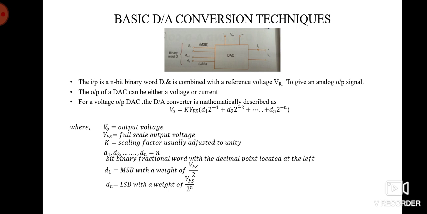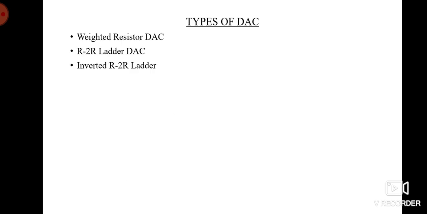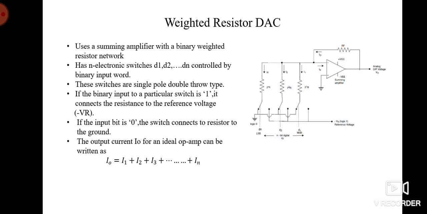with a decimal point located at the left. D1 is the MSB with a weight of VFS divided by 2, and Dn is the LSB with a weight of VFS divided by 2^n. Here you can see the types of DAC: weighted resistor DAC, R-2R ladder DAC, and inverted R-2R ladder. Here we can see the weighted resistor DAC and R-2R ladder DAC.